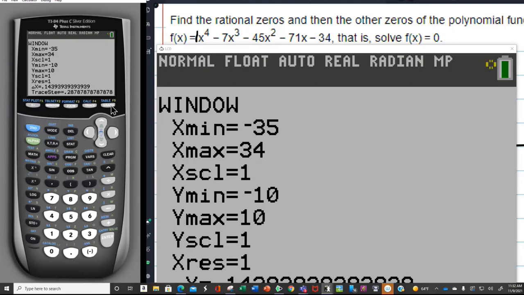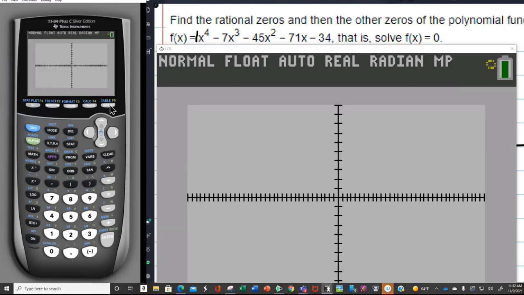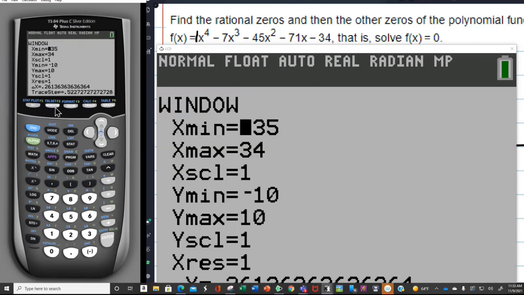Okay, let's do this. Oh, that's good. That's still good. No, okay. So we can go back to Zoom 6.